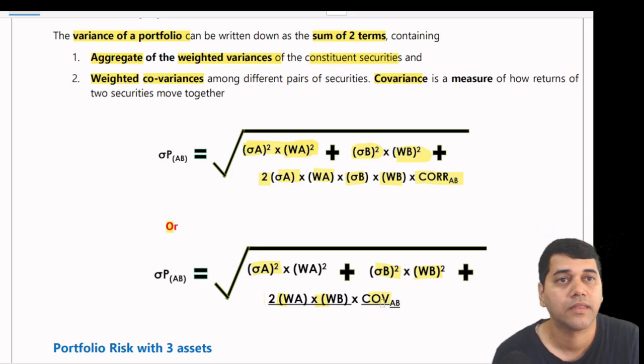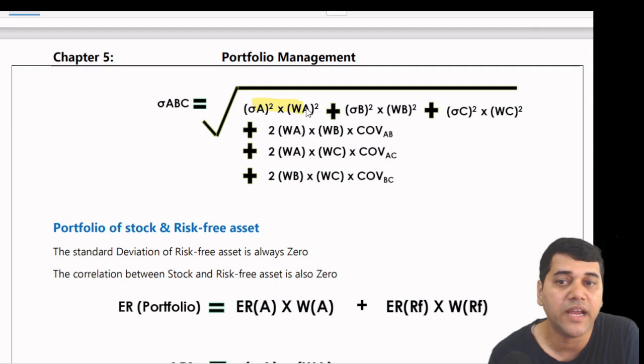Now, if there are 3 assets, then I have to do it 3 times. Variance of A into weight of A squared, B into weight of B squared, C into weight of C squared, plus 2 times weight into covariance between AB, AC, and BC.